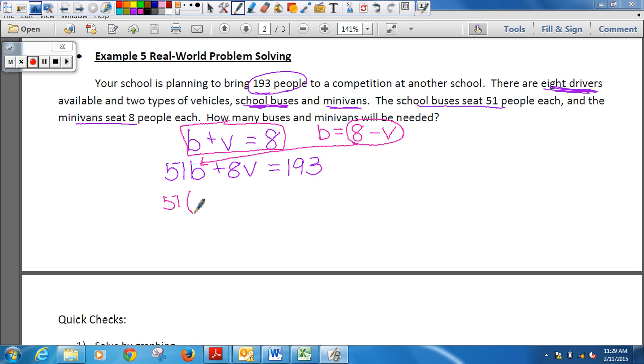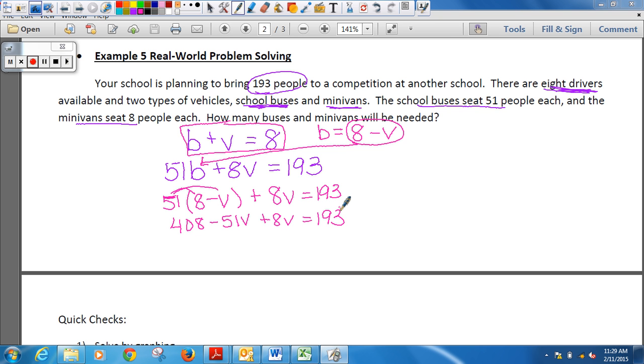51 times b, but I'm going to put 8 minus v plus 8v equals 193. I'm going to use my distributive property here, and I have 51 times 8, which gives me 408, minus 51v plus 8v equals 193.